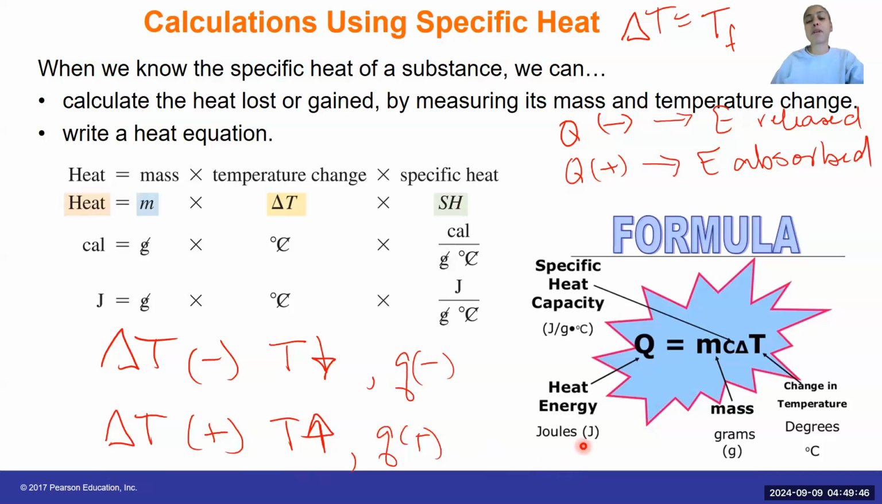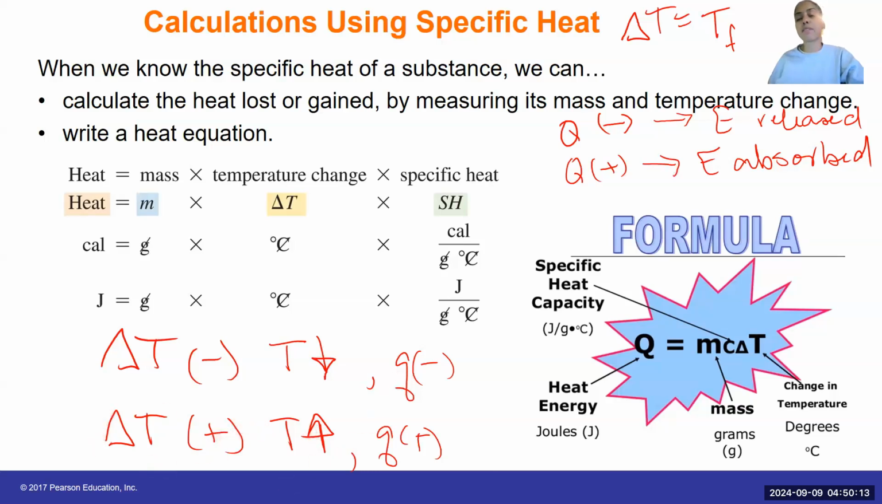A positive value for Q means that energy is absorbed, and a negative value for Q means that the energy has been released, right? Negative Q, temperature goes down. Delta T is negative. Positive Q, temperature goes up.